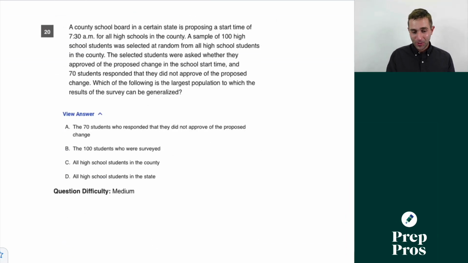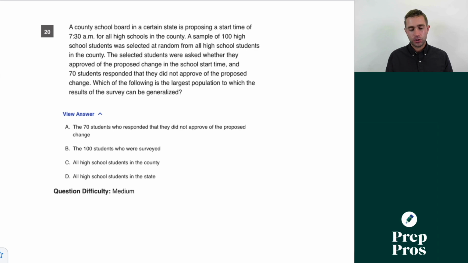And number 20, that was 19. A county school board in a certain state is proposing a start time of 7:30 a.m. for all high schools in the county. A sample of 100 high school students was selected at random from all high school students in the county. The selected students were asked whether they approved of the proposed change in the school start time, and 70 students responded that they did not approve of the proposed change.